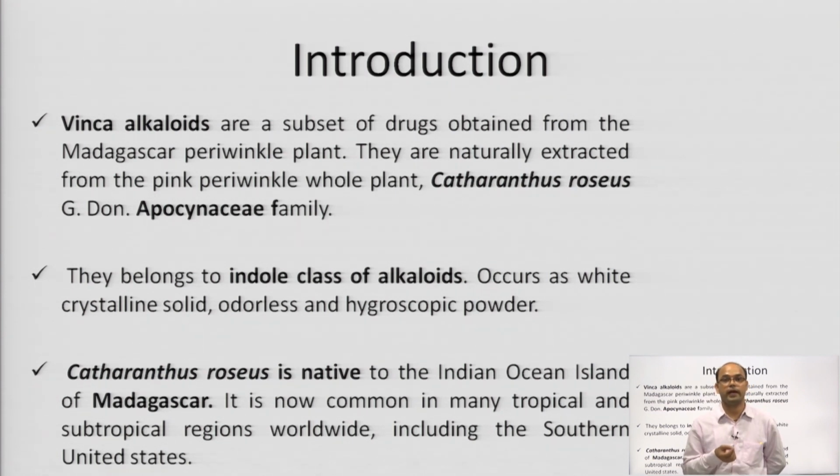Catharanthus roseus is native to the Indian Ocean island of Madagascar. It is an island in the Indian Ocean, and it is also grown in other parts of the world due to its medicinal value. Since it occurs as a weed in China, it is widely available and widely used there in the form of regular teas, like we take tea in India. It is common in many tropical and subtropical regions worldwide, including the southern United States.